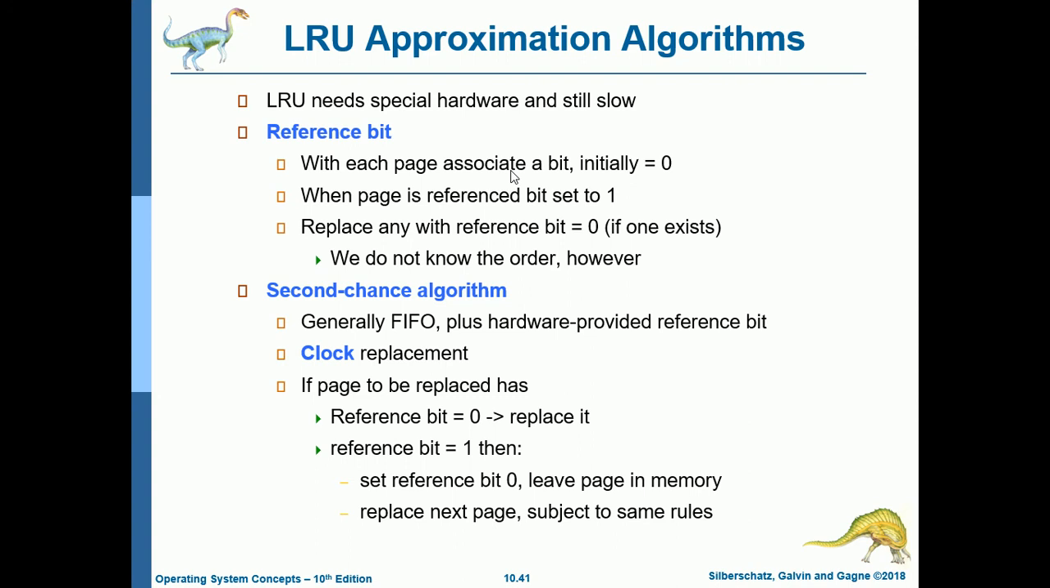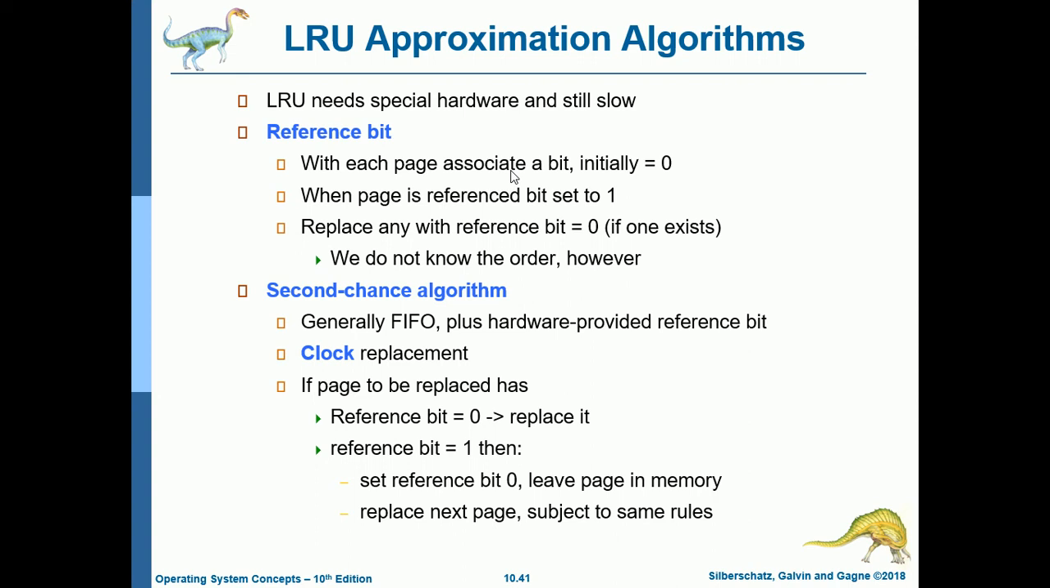Okay, next is we have the LRU approximation algorithm. So LRU needs special hardware and it's still slow. So we need to have a reference bit with each page associated, a bit initially 0. When a page is referenced, the bit is set to 1. Replace any page with reference bit equal to 0 if one exists. So we do not know the order, however.